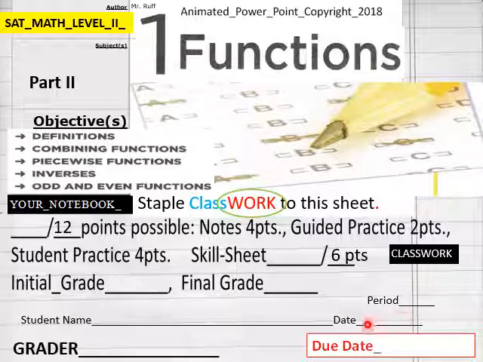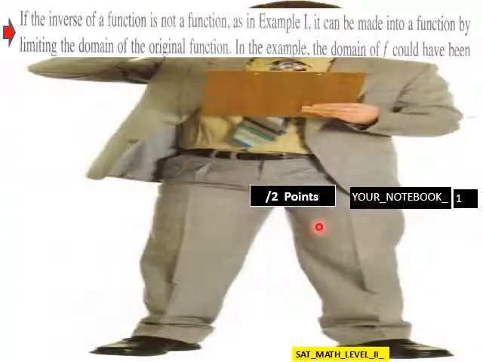Name, date, period for my classroom. Due date for onliners, homeschoolers. And page 1 of our lesson. We'll start out with a notebook entry here.